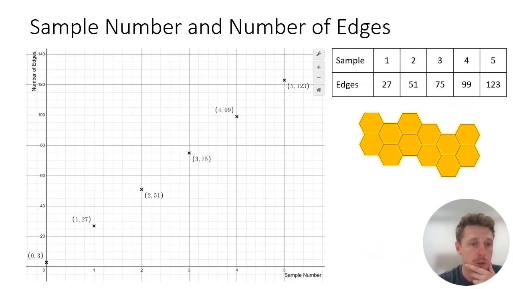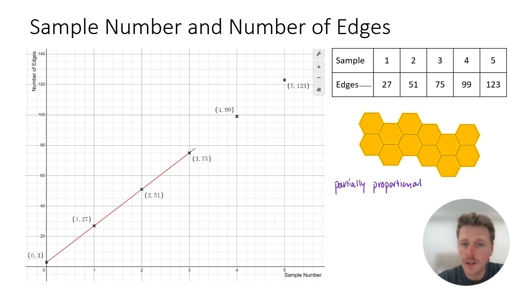Okay, the last thing that the apiarist wanted to know was the relationship between the sample number and the number of edges. Using some of the skills we spoke about just previously, we can hopefully see straight away that this doesn't go through 0, 0, it goes through 0, 3, which means, hopefully we're aware now, that it's partially proportional, because it doesn't go through the origin. Okay, so let's draw the line in, let's see what it looks like. Okay, nice linear line again, plotting all those points.